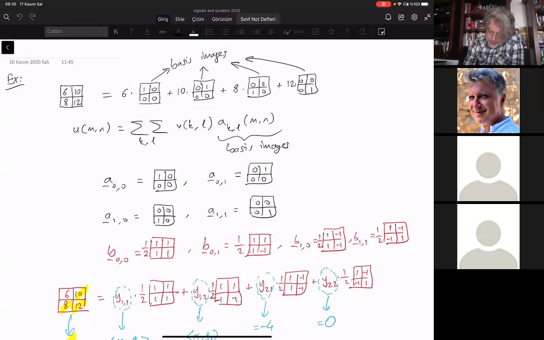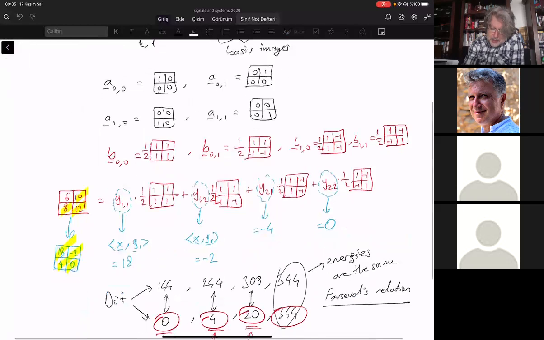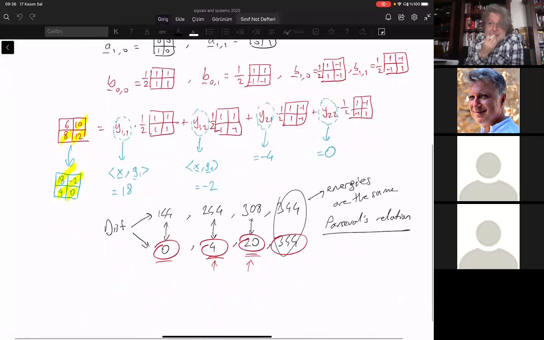But from linear algebra, we know that we may have a better basis. And the basis that I recommended for this particular case was this. 1, 1, 1, 1 is the first basis. With a 1 over 2, it's like having an average DC component. The second basis image is half ones, half minus ones horizontally. The third one could be half ones and half minus ones vertically. And the final one is like a checkerboard, diagonally ones and off diagonally minus ones.